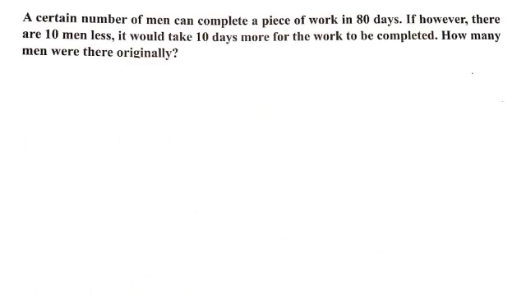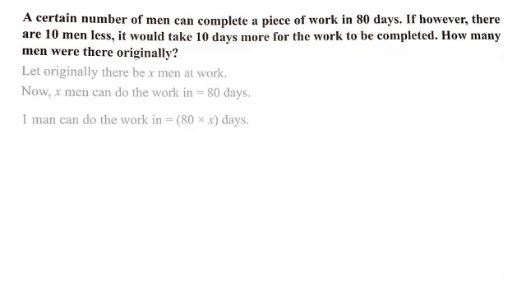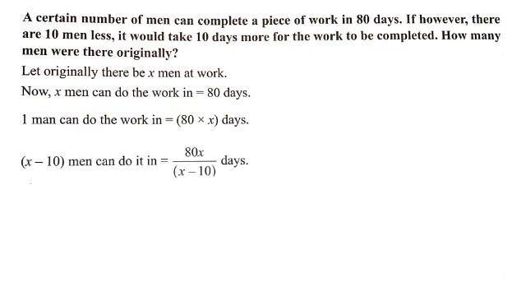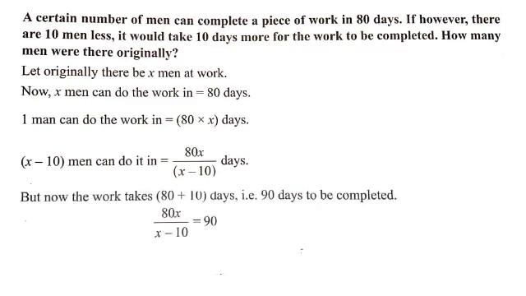A certain number of men can complete a piece of work in 80 days. If, however, there are 10 men less, it would take 10 days more to complete the work. How many men were there originally? Let there originally be x men at work. So now x men can do the work in 80 days. One man can do the work in 80 into x days. x minus 10 men can do it in 80x by x minus 10 days. But now the work takes 80 plus 10 days, that is 90 days to be completed.